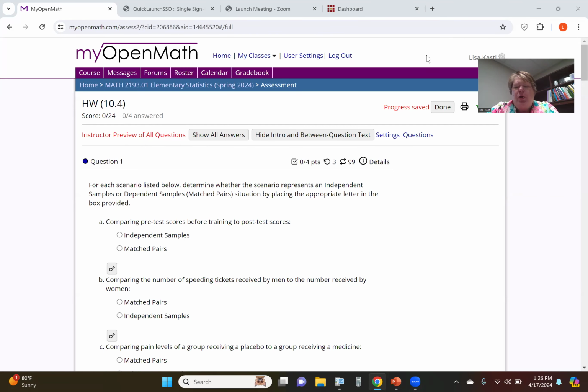Hi, I wanted to do a quick video on the homework problems in section 10.4. I'm not real pleased with the videos that are attached to the specific homework problems. It doesn't look like he's using the TI-84 to calculate this. So I thought I'd jump on, do a quick video and show you how to use the TI-84 to run a test on matched data.